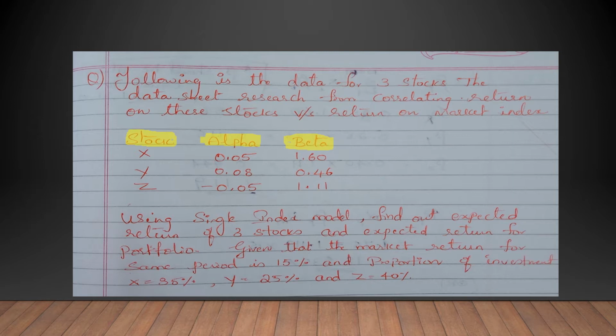So here it is asked to find out the expected return of the 3 stocks as well as the expected return of the portfolio. That means individual stocks and portfolio. Given that the market return for the same period is 15% and the proportion of investment is also given, that is X equals 35%, Y equals 25% and Z equals 40%.